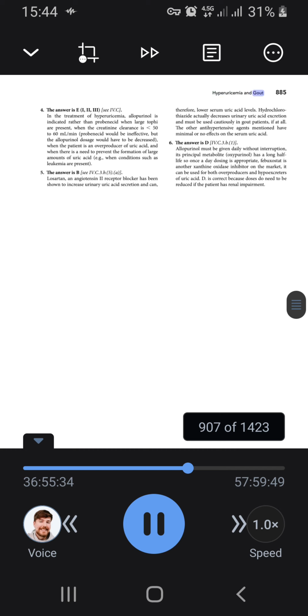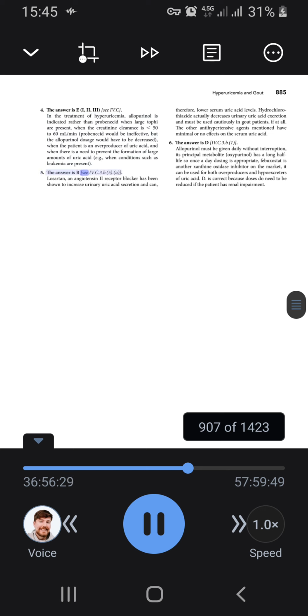Hyperuricemia and gout. 4. The answer is E. In the treatment of hyperuricemia, allopurinol is indicated rather than probenecid when large tophi are present. When the creatinine clearance is 50 to 60 milliliters per minute, probenecid would be ineffective. But the allopurinol dosage would have to be decreased. Allopurinol is also indicated when the patient is an overproducer of uric acid, and when there is a need to prevent the formation of large amounts of uric acid, for example, when conditions such as leukemia are present.